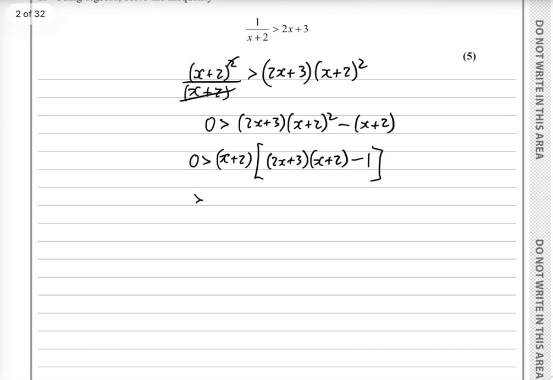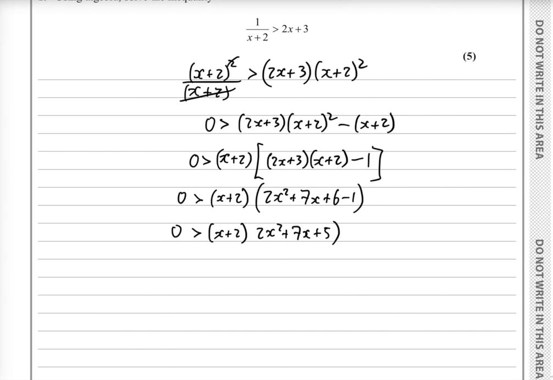Expanding out, leave this for now. That gives us 2x squared plus 7x plus 6 minus 1. And then 2x squared plus 7x plus 5. And then if we can factorize that, that would be great. Can we factorize, put a 5 here and a 1 here? Yes, that will work.